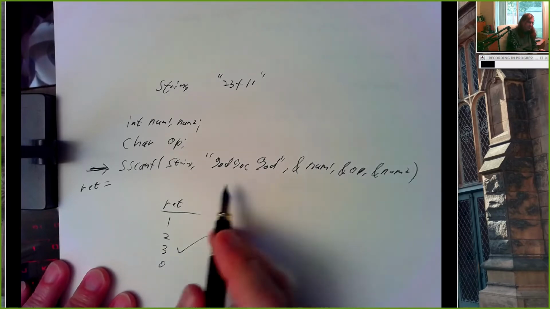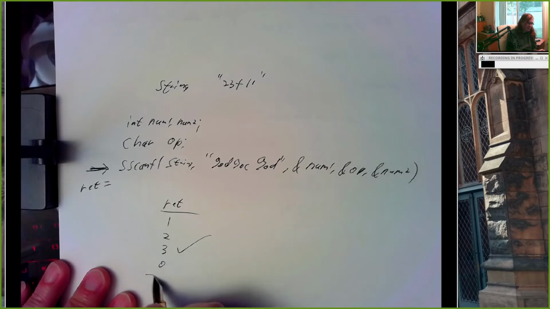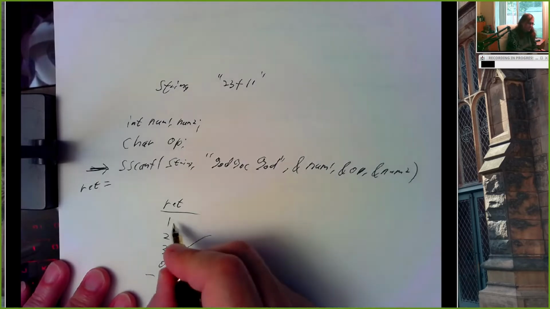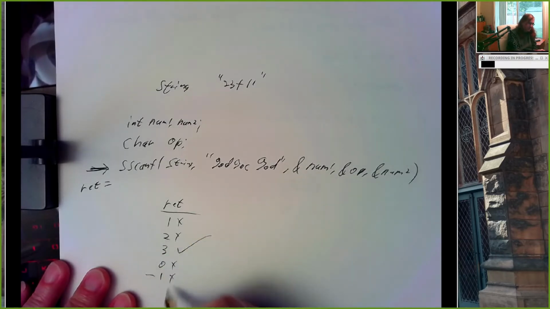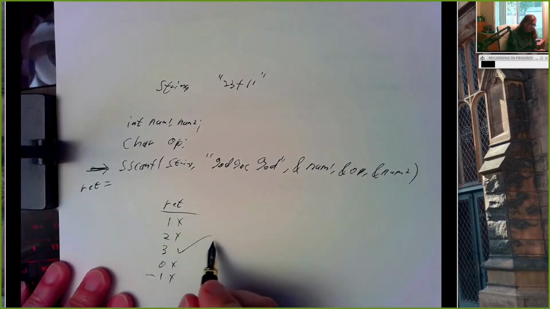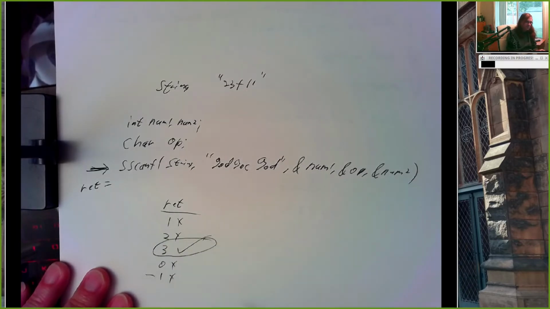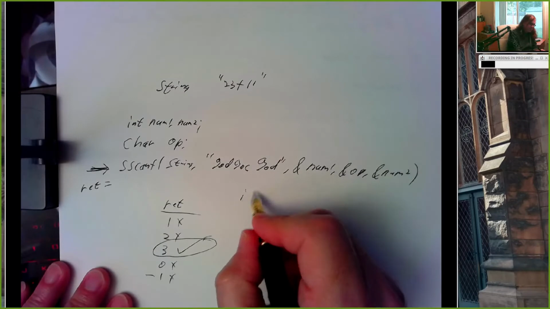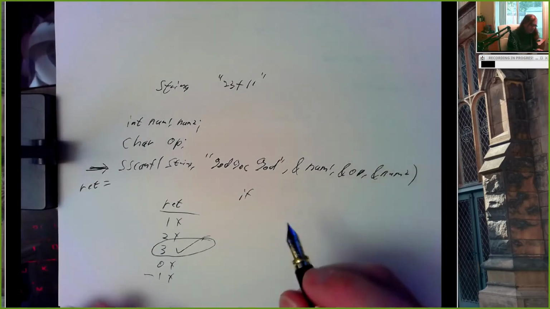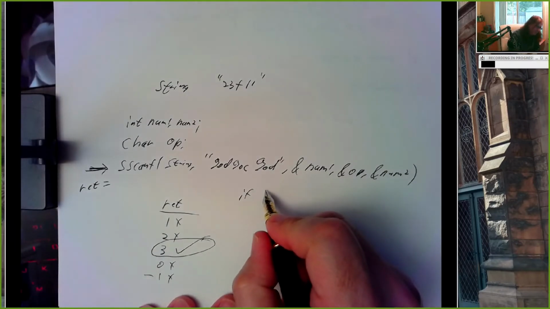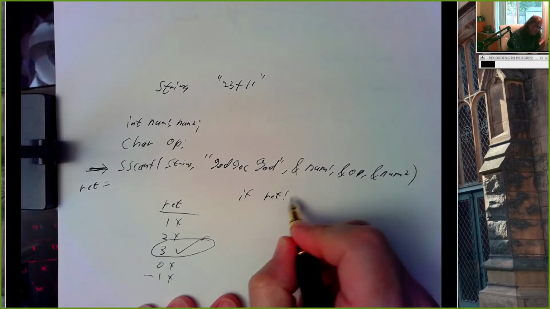If ret is 0, we didn't find an integer in the beginning. If ret is -1, your string is empty. So all of these are error cases, and this is what you want to check for. So we could say something like if ret is not equal to 3.